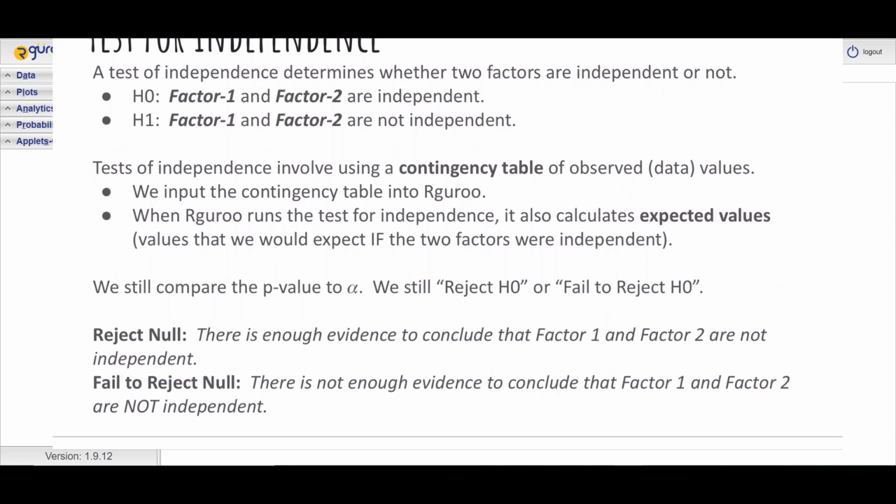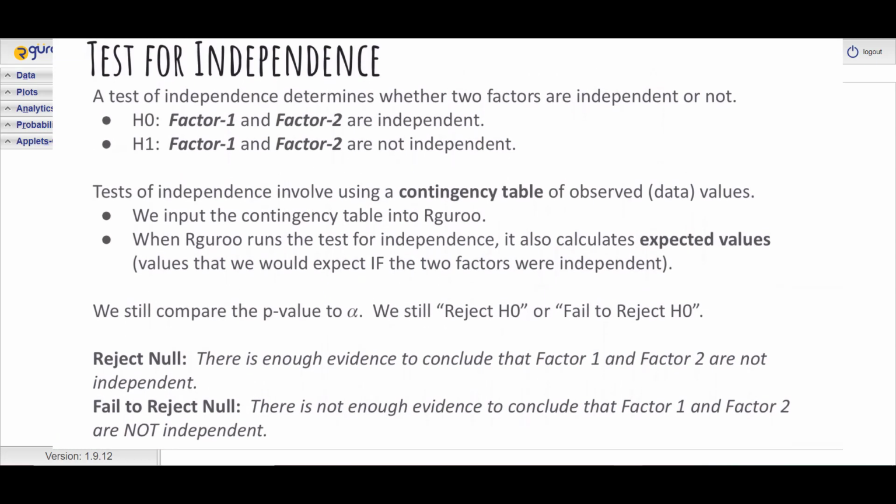So let's just talk about test for independence. When we're testing for independence, we're seeing if two factors are related to one another. And so you assume in the beginning that they're not related. And if they're not related, that means the two factors are independent of one another. So independent means these are not related. And if they're not independent, that means they are related.